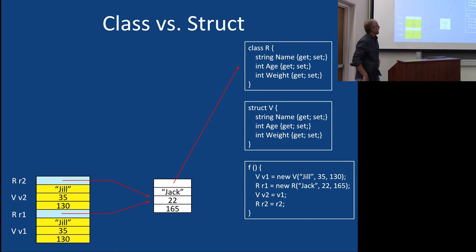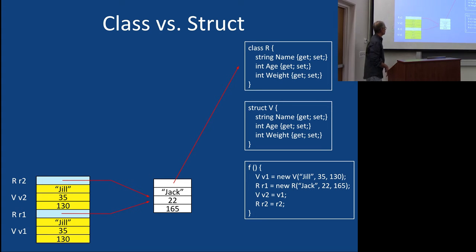So here, what I have is a class defined at the top there, class R, and you can see that it has the properties name, age, and weight. And then I have a struct V, has the same properties, name, age, and weight. So I have two new types, R and V. One is the reference type R, which is defined with the class. The other is a value type V. And then I have my method F that creates a new V and a new R, and then does a couple of assignments. So look at the picture here.